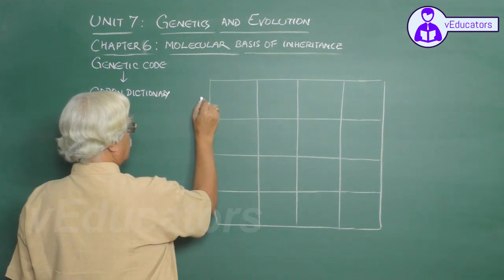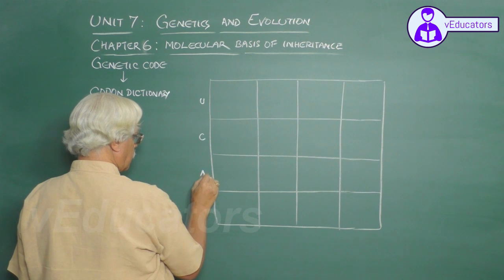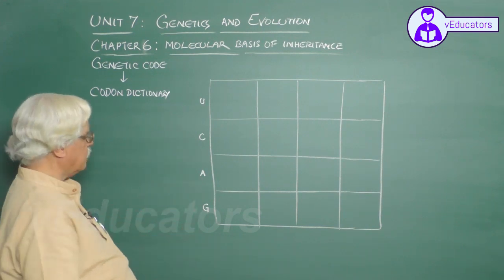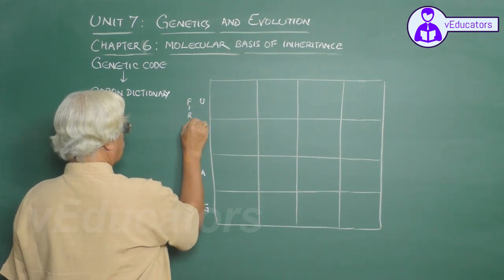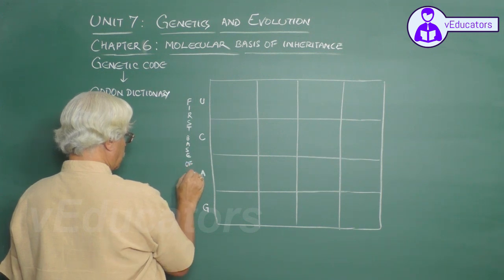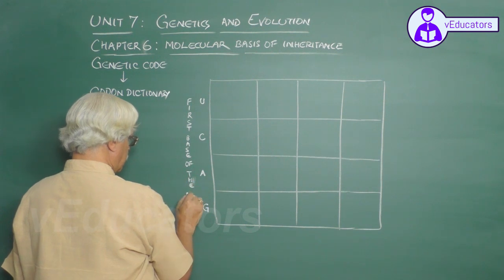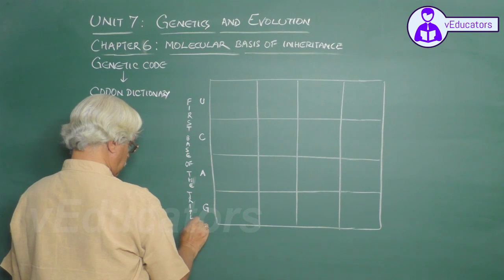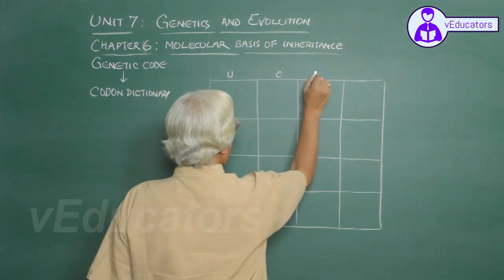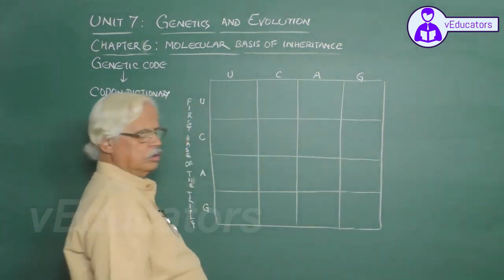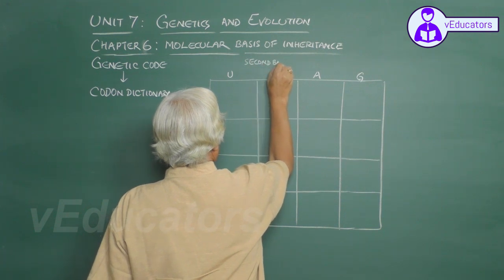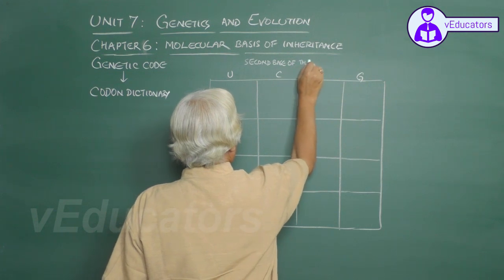Here I am going to write UCAG, uracil, cytosine, adenine, guanine. This will be the first nitrogen base of the triplet. Again, here I am going to write UCAG. This will be the second base of the triplet codon.